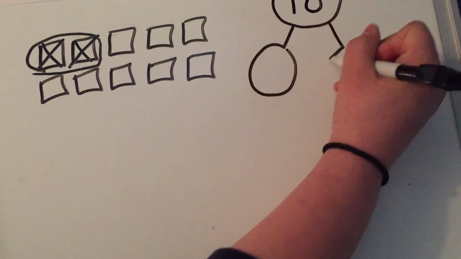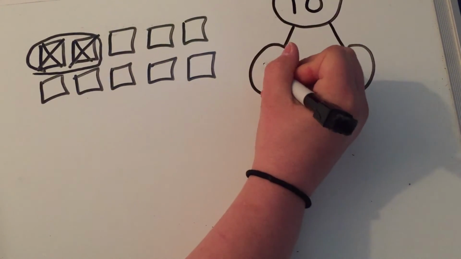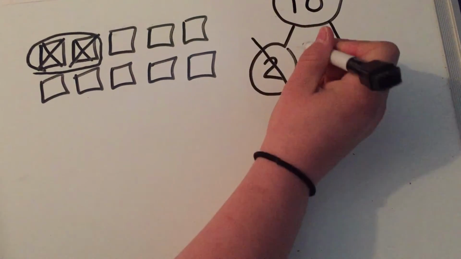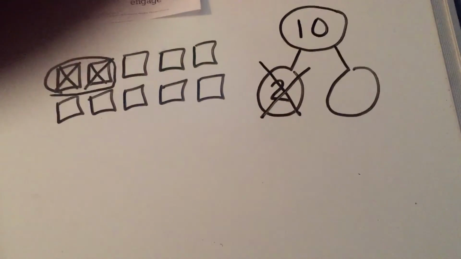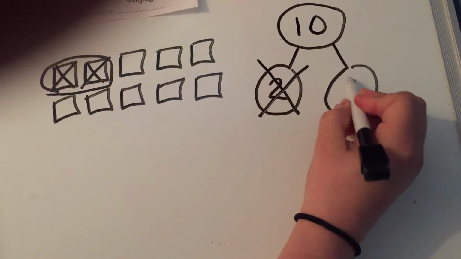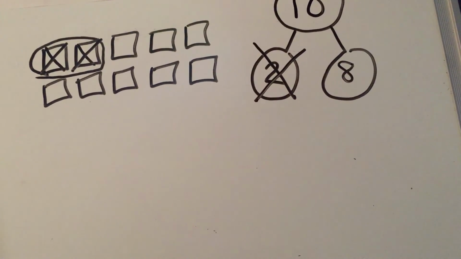We know that 2 of the cars had no wheels. So we're going to cross it out because we couldn't use that. And then we knew we had 8 cars that had wheels.